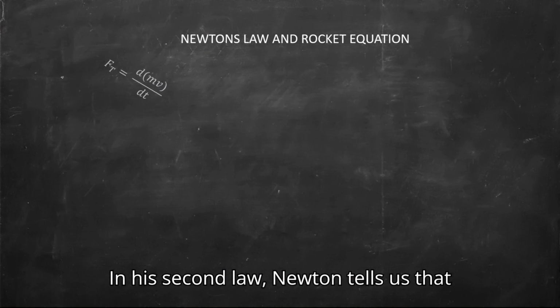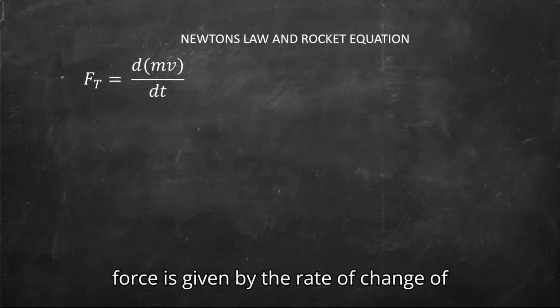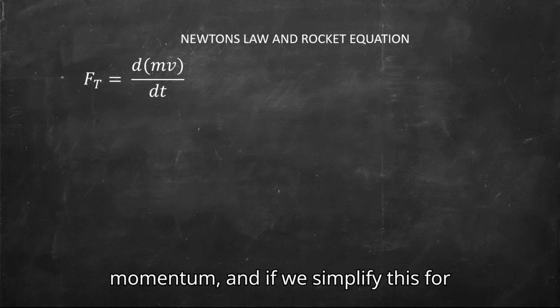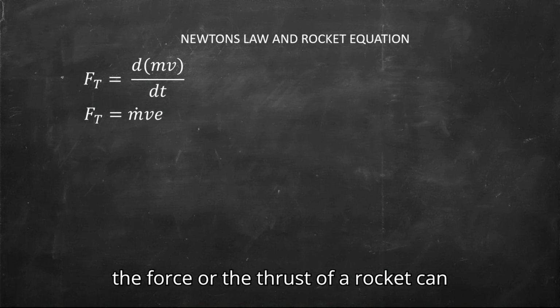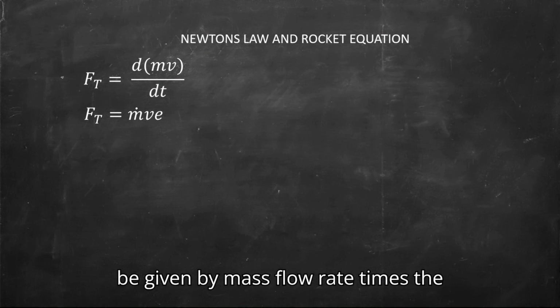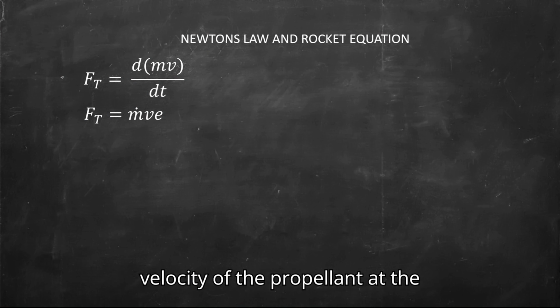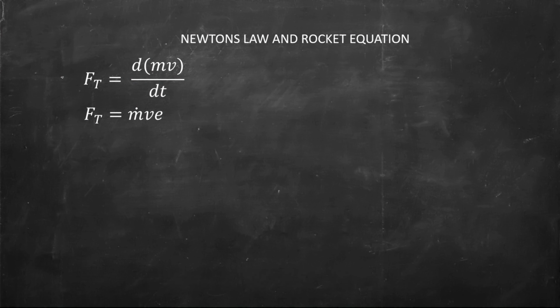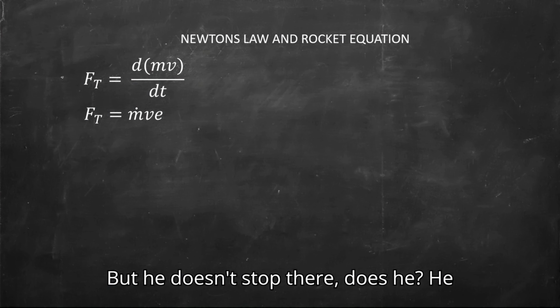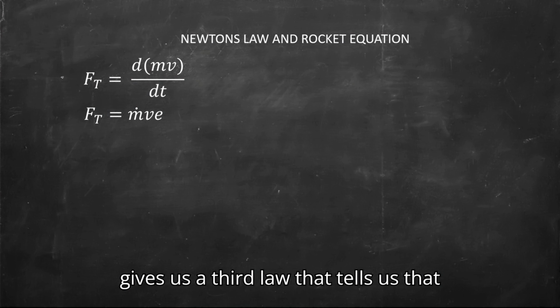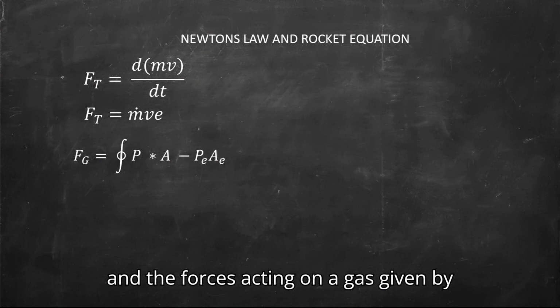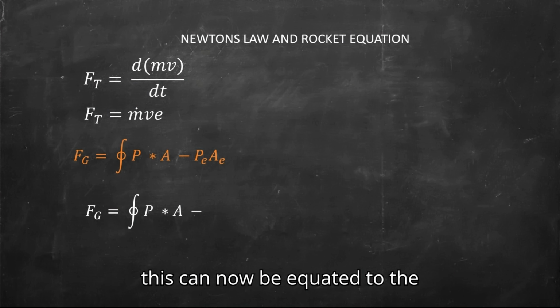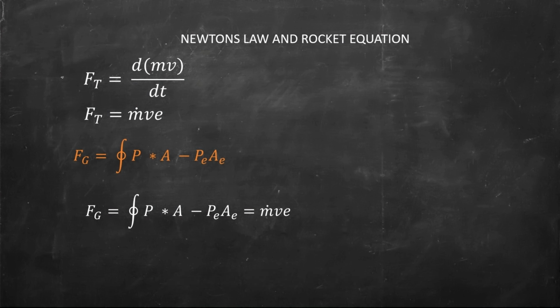In his second law, Newton tells us that force is given by the rate of change of momentum. And if we simplify this for the rocket, we can conclude that the thrust of a rocket can be given by mass flow rate times the velocity of the propellant at the exhaust. But he doesn't stop there, does he? He gives us a third law that tells us that every action has a reaction. And the force acting on the gas given by this can now be equated to the thrust that we have for the rocket. Therefore, we can end up with this final equation.